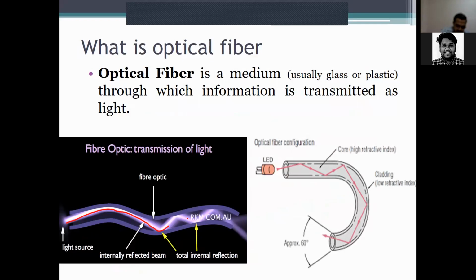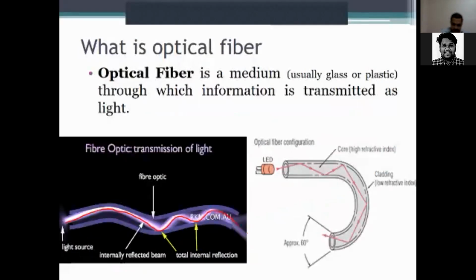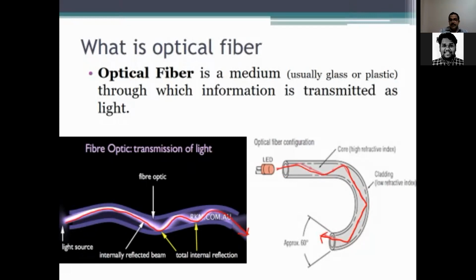This is how the light is transmitted through an optical fiber. You can see that the light will undergo reflections inside this particular tube, and finally it will reach the other edge. Understood? So light will not leak out from this optical fiber. We will see how this is happening, and how it is able to carry the information from one point to another point as light. So basically, optical fiber is a medium. In simple words, it's a medium which is used to carry the information from one point to another point, and the information is transmitted as light.